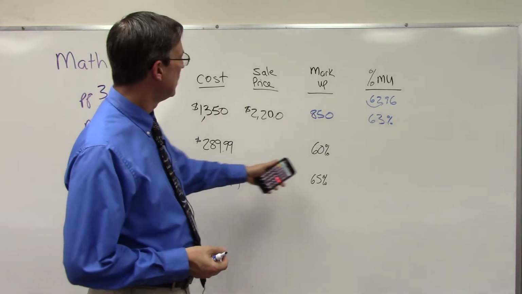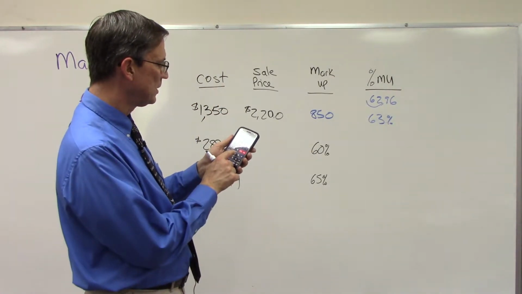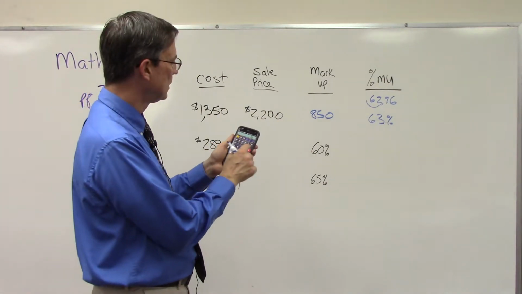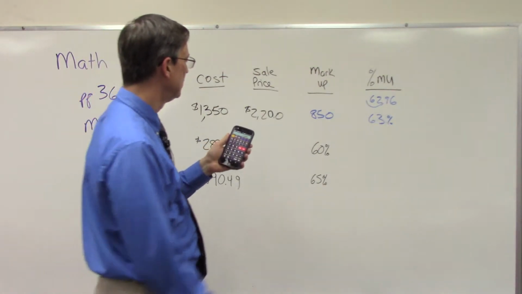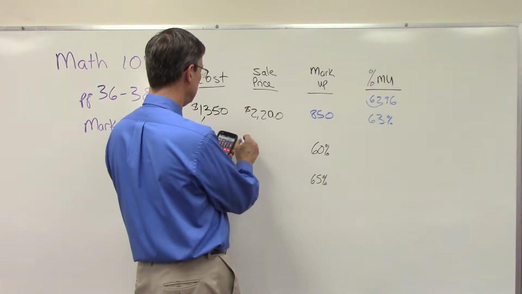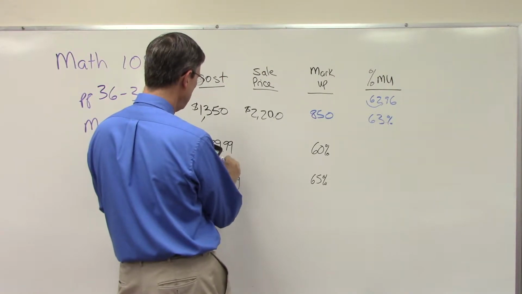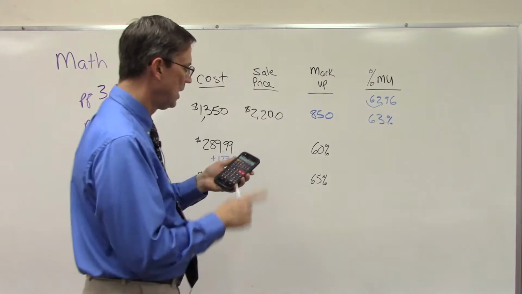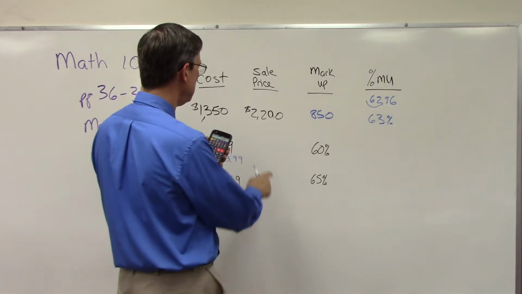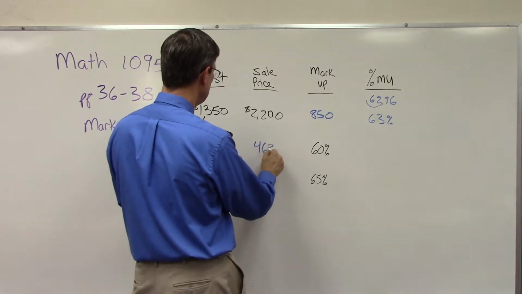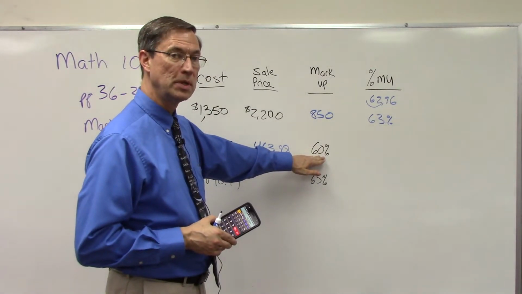Okay? Now here's one where they give the percent markup, and they don't tell me what the sale price is going to be. So we're going to take 60%, which I move the decimal the other way now, and I have 0.6. 0.6 times 289.99 is $173.99. Now that's not the sale price, okay? That is the amount of the markup. So I'm going to actually write that down here, 173.99. Now I have to add that to the cost, 289.99, and that gives me the sale price of $463.98.